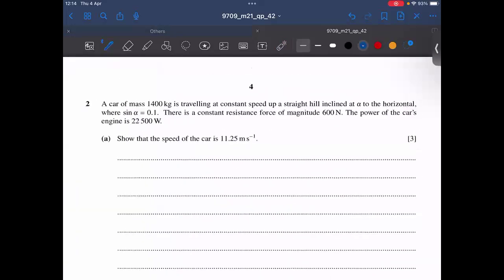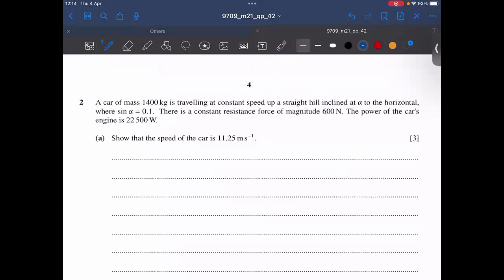A car of mass 1400 kilograms at constant speed traveling up a straight hill. I'm just representing the car with a box, and it is traveling at constant speed. Now what does constant speed mean? Constant speed means no acceleration. No acceleration means no resultant force. So, constant speed.